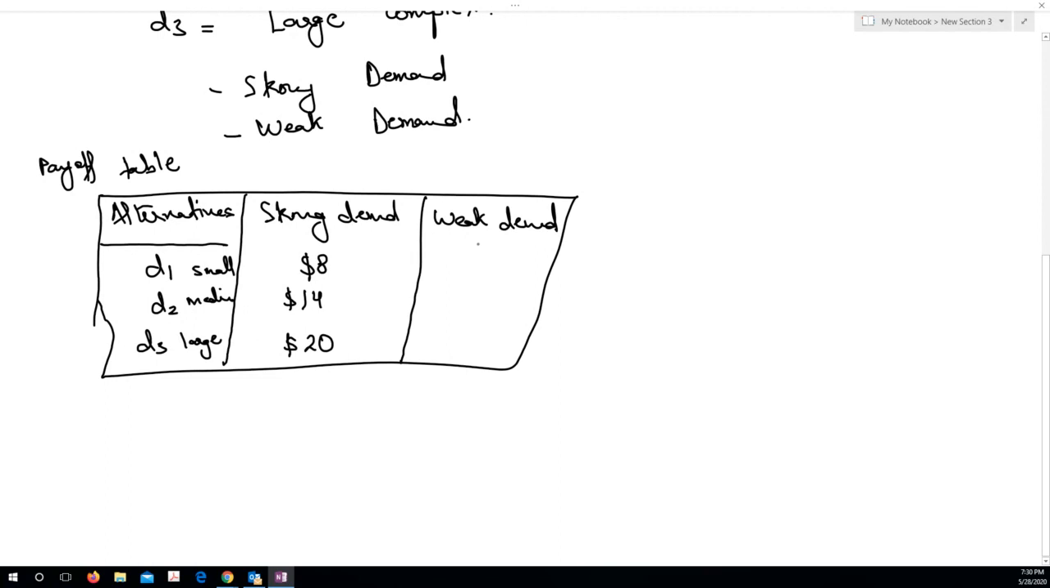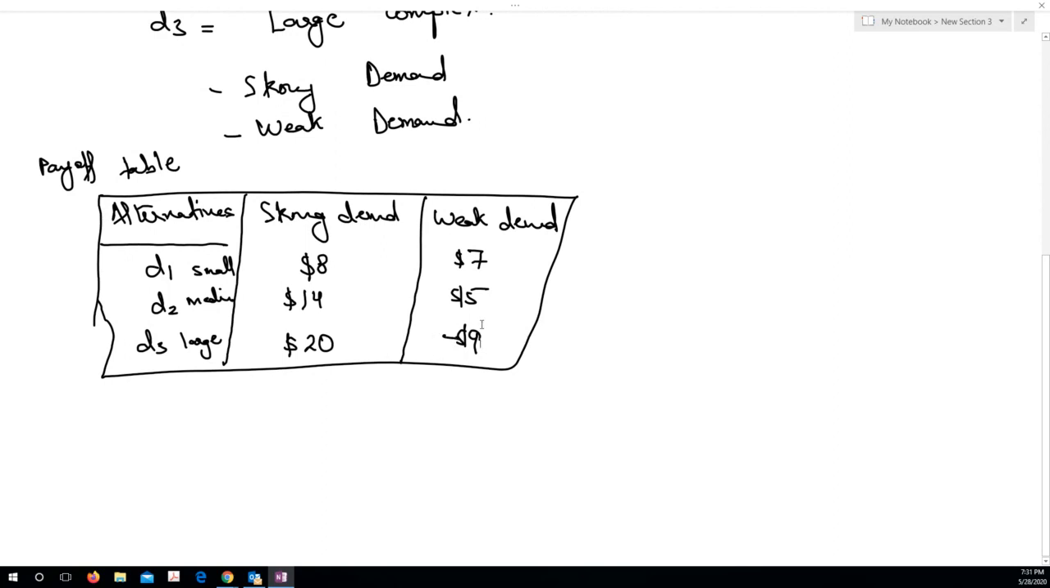So if there's a weak demand, if you have developed a small complex, you will actually just make $7 million. And for the medium, you will make $5 million. But if you have a weak demand and you have developed a large complex, then you will be losing $9 million. So it will be a $9 million loss, and this would be a lot of loss actually.